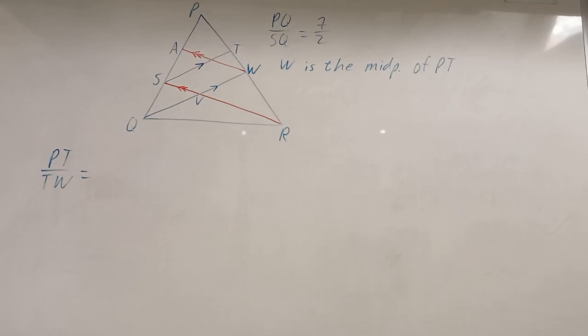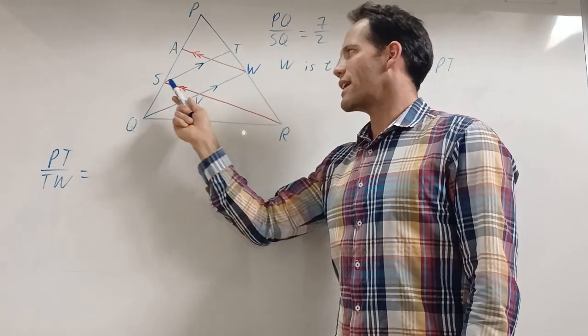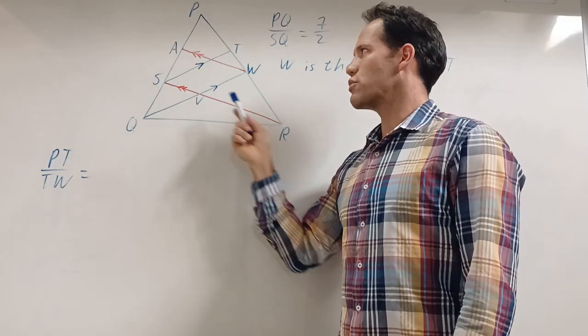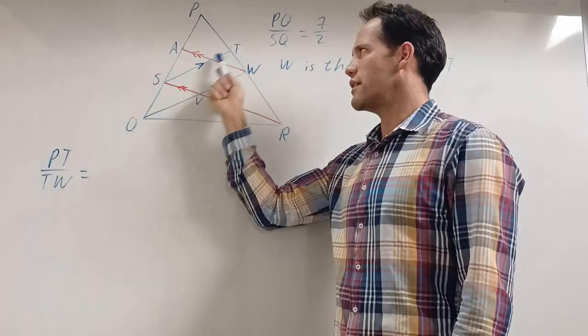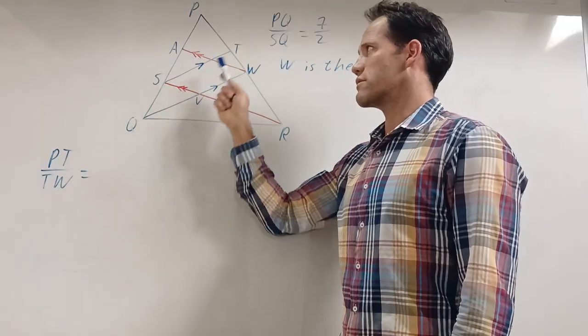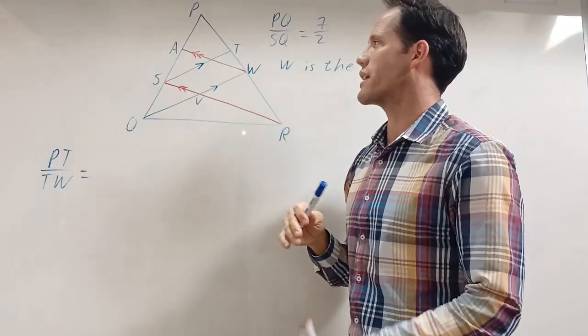Right, so this is what they gave you. They told you AW is parallel to SR, and they told you that ST is parallel to QW. Okay, so now you've got a lot of triangles everywhere. So you have to focus on one thing at a time.